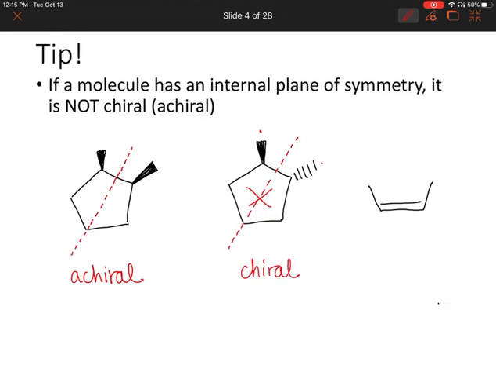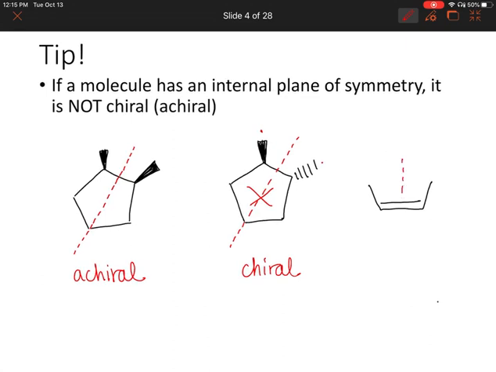And then what about our very last molecule? Is there a plane of symmetry? Yes. So it's down the middle. So that is achiral or not chiral. All right, so this was just kind of an introduction to chirality. Next time we're going to talk about something called a stereocenter. So I will see you then.